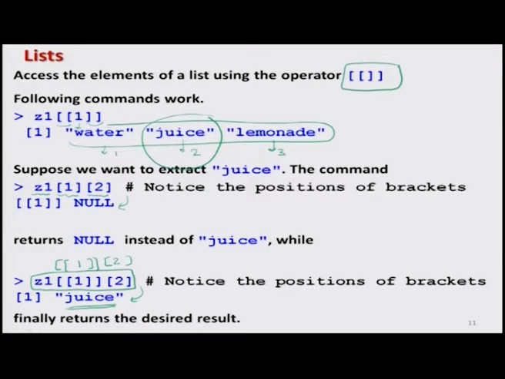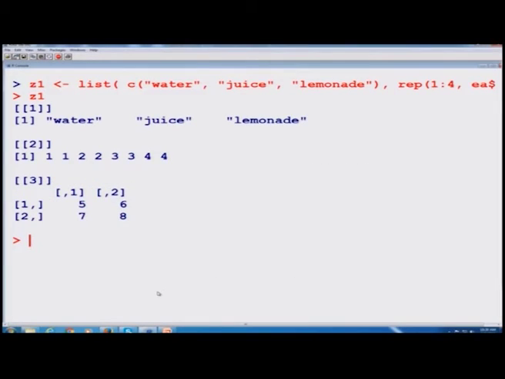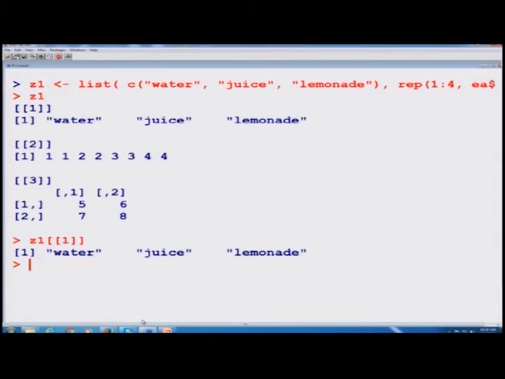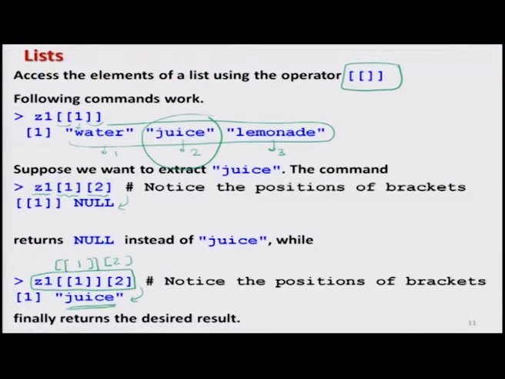Let us try to do this thing on the R console and try to see what really happens. So, you can see here, if I try to do it here, this is giving me here water, juice and lemonade, and when I am trying to take up here the first option, which is actually not correct, but it is important for us to see what happens. You can see here this is giving me null. It is doing something else and it is not the same what we expected.